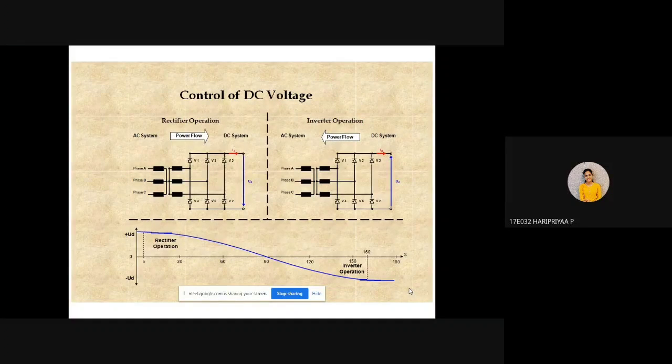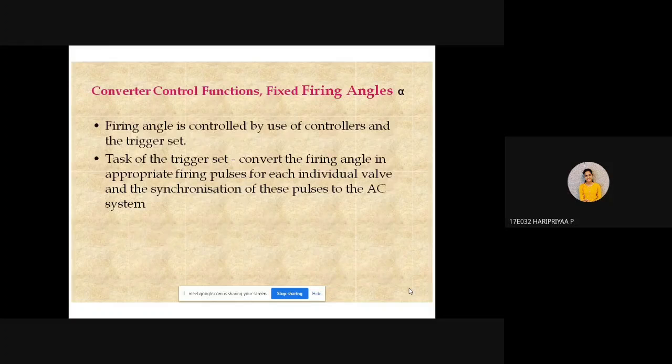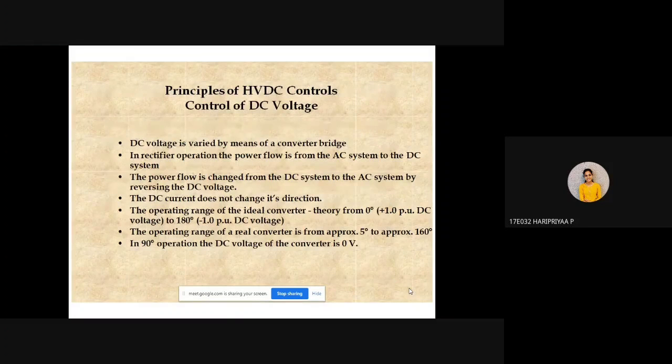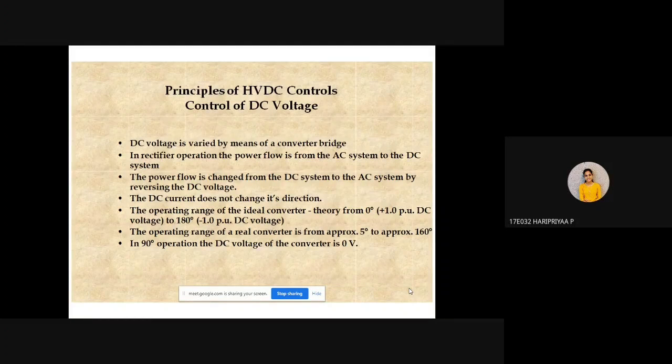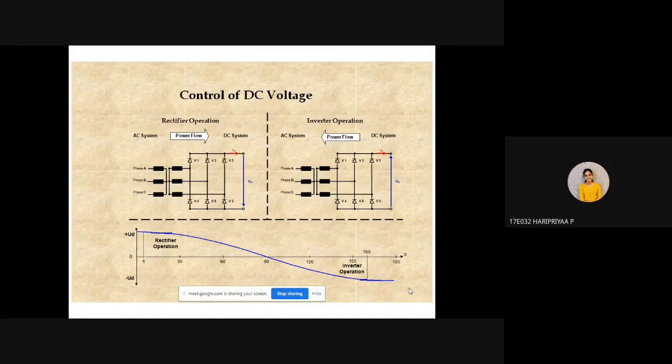In the converter operating range, at 5 degree it starts at the rectifier operation, and approximately at 160 degree it reaches the inverter operation. At 90 degree, as we said here, the DC voltage of the converter is 0 volts. So at 90 degree, voltage is 0.